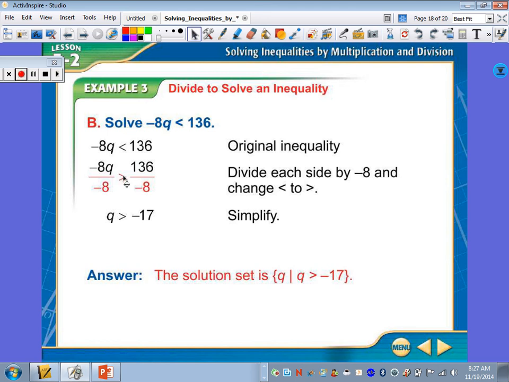Don't keep changing it. So then you have 136 divided by a -8, and that gives you q is greater than -17. Notice it was less than here. It's now greater than here. So please keep that in mind. All right.